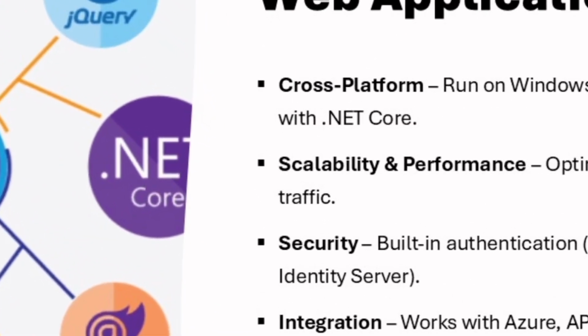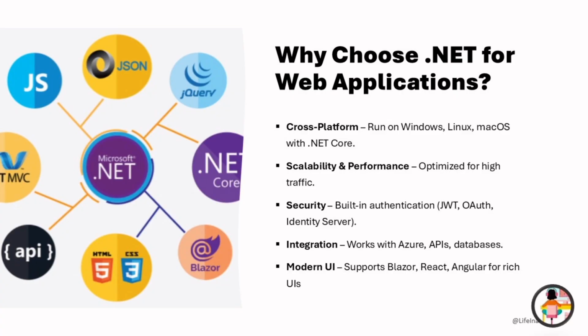So, why should you use .NET for your web applications? Here are some key benefits. It's cross platform. .NET Core runs on Windows, Linux, and macOS. Scalability: it handles high traffic efficiently. Security: it has inbuilt authentication with JWT, OAuth, and Identity Server. Modern UI: it supports Blazor, React, Angular. And it also has cloud integration, easily deployed to Azure, AWS, or on premises.